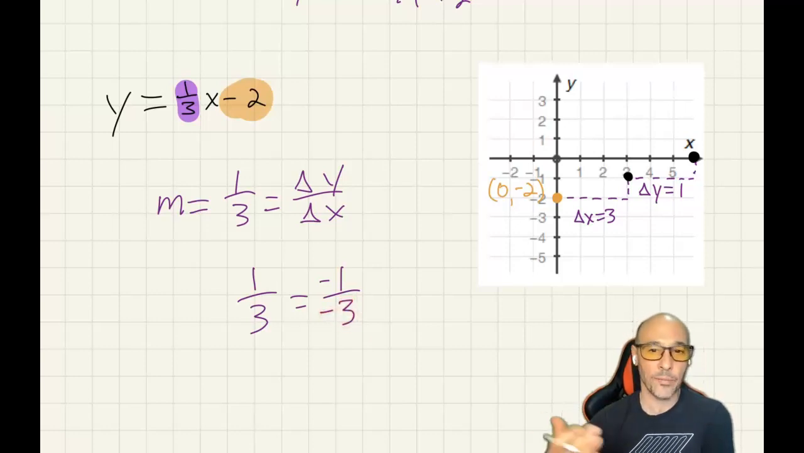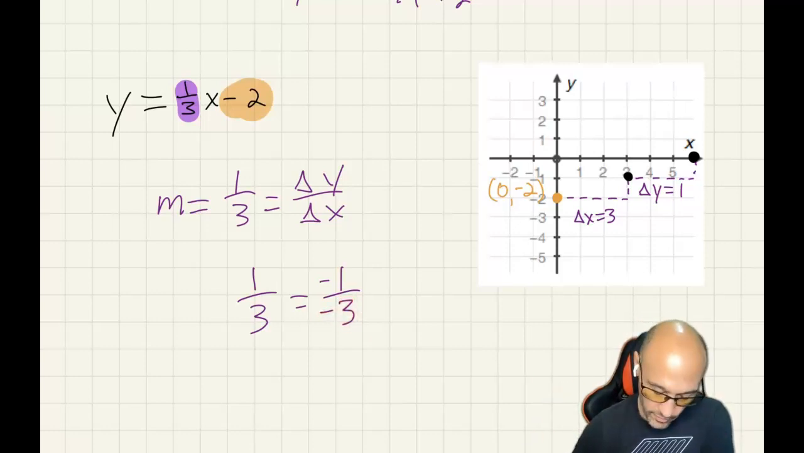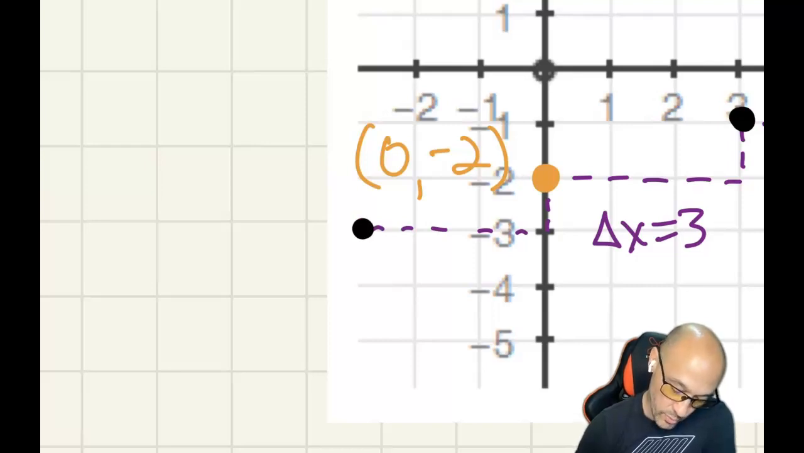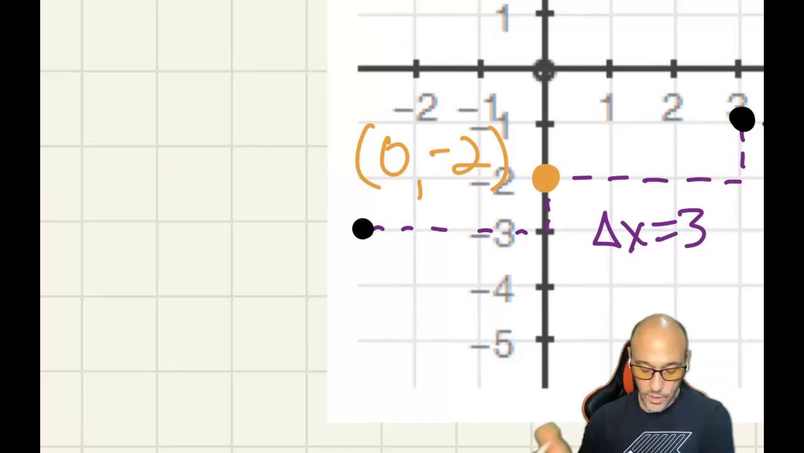Once I make a mistake, I seem to just be on a roll and make them over and over again. So I can go from this original point right here, our y-intercept, and go down 1 and to the left 3. And again, there will be a point right there. So you can look at that either way.